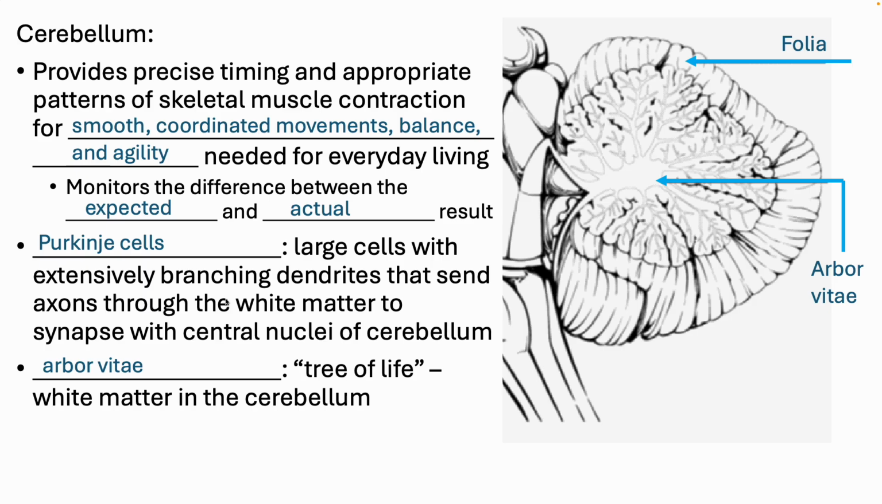All right, so that finishes our overview of the distinct structures of the brain. We'll look at the blood-brain barrier and the cerebrospinal fluid next.